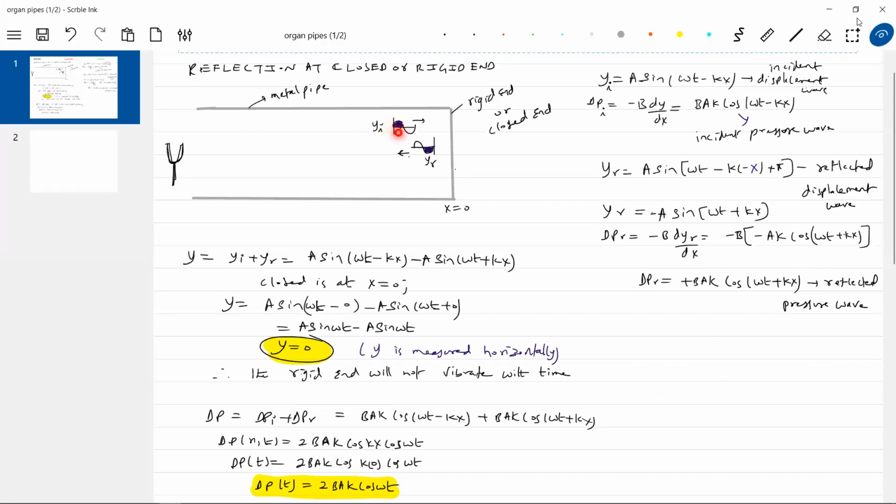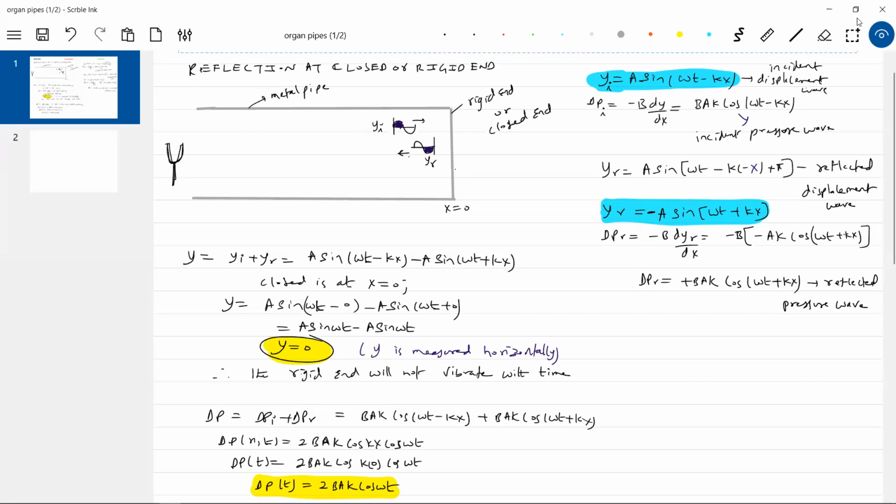A displacement wave arrives, a sound wave arrives here. The displacement wave will get reflected and will undergo a phase change. Will you agree with this? Yi, here we have a negative sign. I'll put red color on this one. I'll highlight it. This is the incident displacement wave. This is the reflected displacement wave.